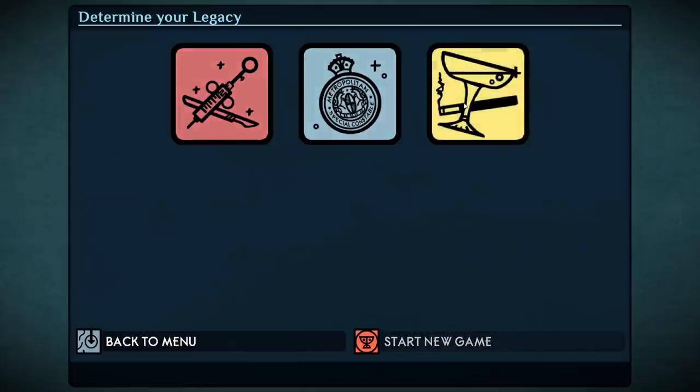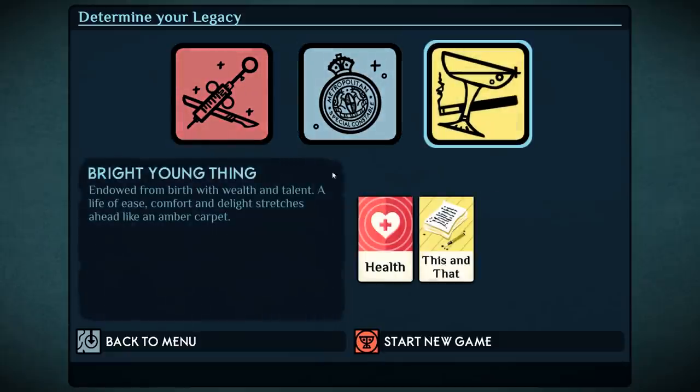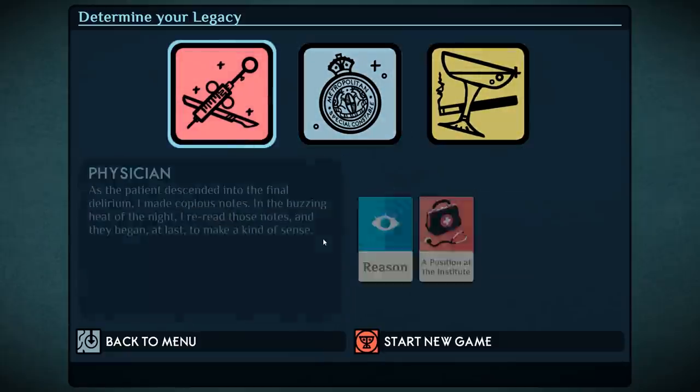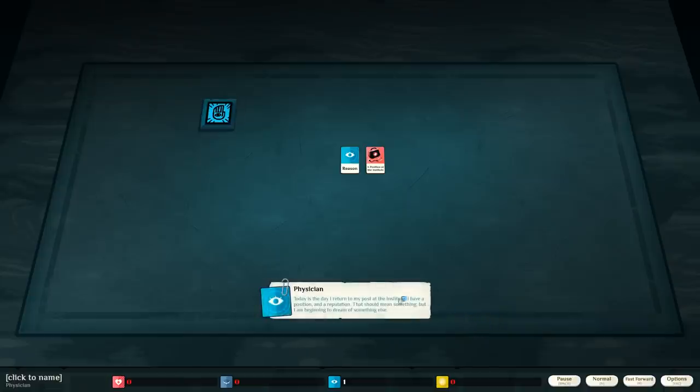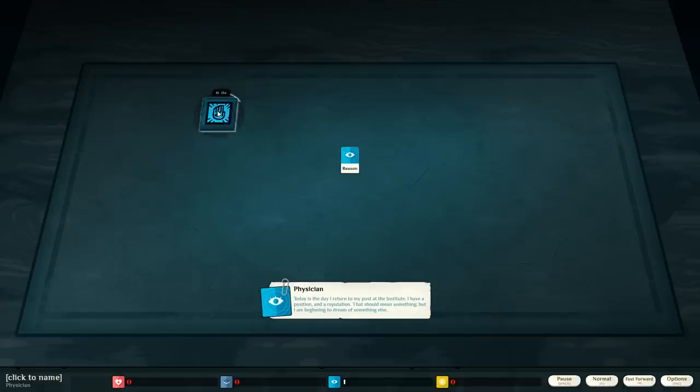So I get three options. I can be a physician, I can be a detective, or I can be a bright young thing. So I start with health, different jobs and things like that. So I'm going to quickly show you, finally, a different approach where I start as the physician. Now, the nice thing is Hammeh was a difficult patient. I had to take some time off after that business ended. So because I died of dread and despair, presumably in a mental asylum, you're now playing.